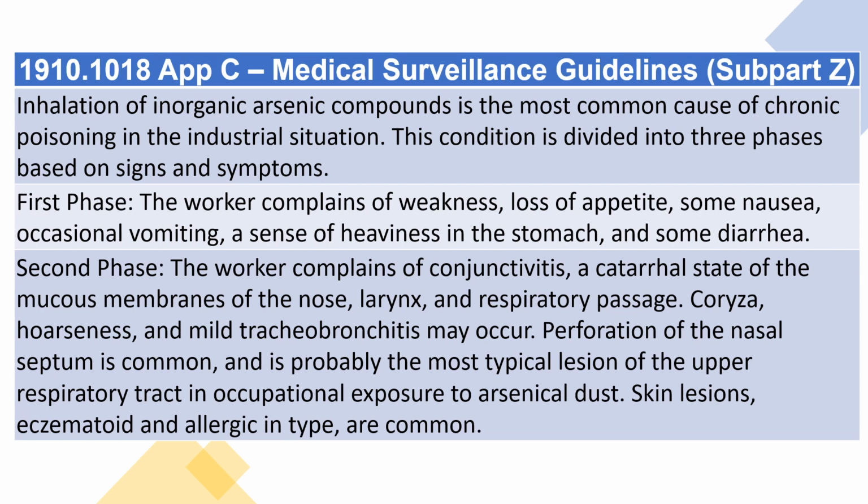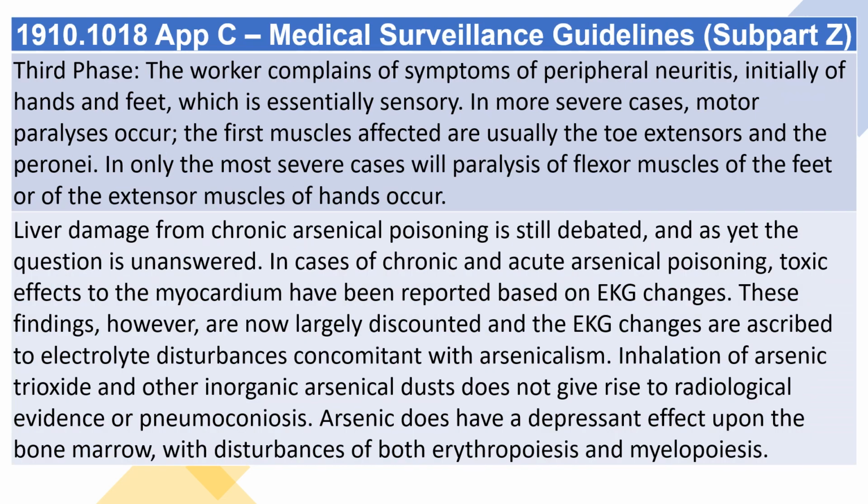Skin lesions, eczematoid and allergic in type, are common. Third phase. The worker complains of symptoms of peripheral neuritis, initially of hands and feet, which is essentially sensory. In more severe cases, motor paralyses occur. The first muscles affected are usually the toe extensors and the peronei. In only the most severe cases will paralysis of flexor muscles of the feet or of the extensor muscles of hands occur. Liver damage from chronic arsenical poisoning is still debated, and as yet the question is unanswered.